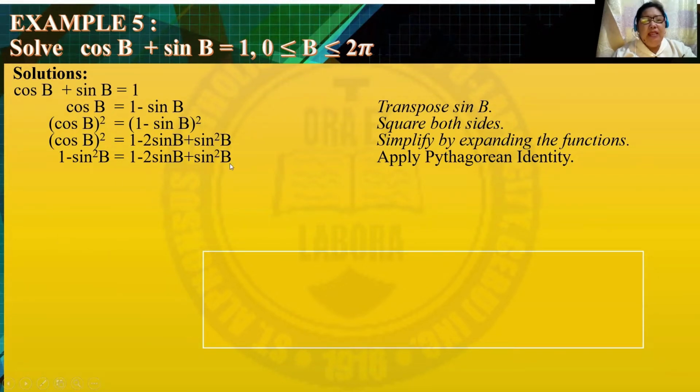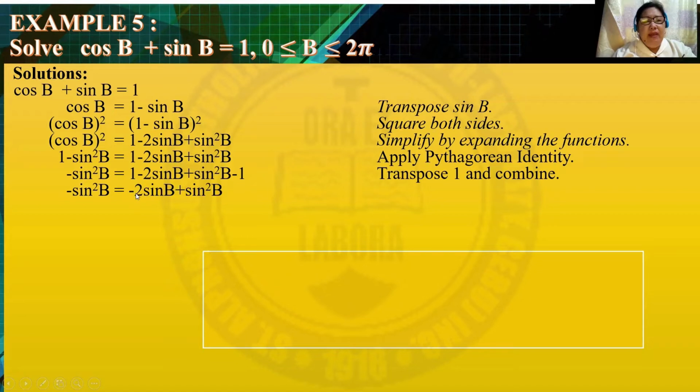And copy the right side. And by this time, you can transpose 1. So we have here negative 1. Then combine. So what we have is 1 minus 1 is 0. So what is left is negative 2 sine b plus sine squared b. And then you can transpose the two terms here to the other side and combine it with negative sine squared b and equate it to 0. So what we have now is 2 sine b minus 2 sine squared b equals 0.